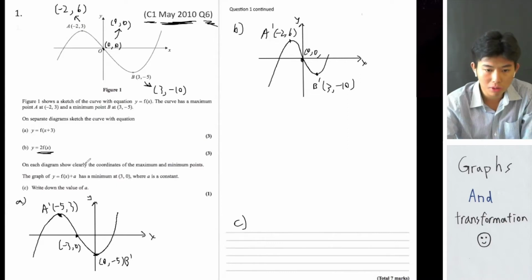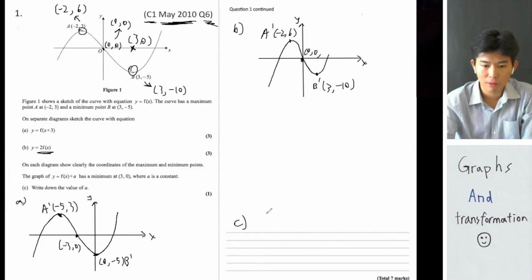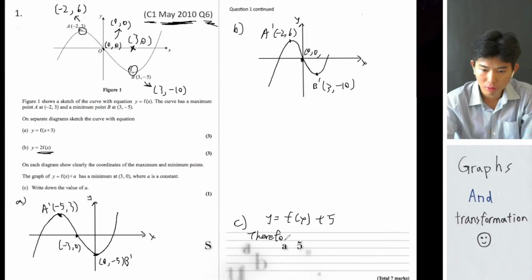Okay, so they want the graph to have the minimum point of 3 and 0. So this one here would be the minimum, and this one here would be the maximum. Basically, they want this point to be here, and here should be 3 and 0. So how are we gonna convert this point up to here? Easy, just plus the whole thing by 5. So A should be 5. Y equals f of x plus 5.